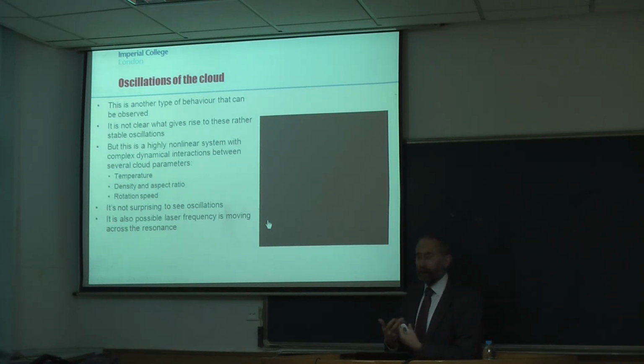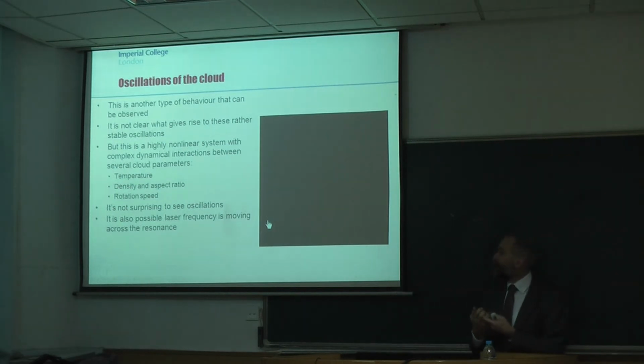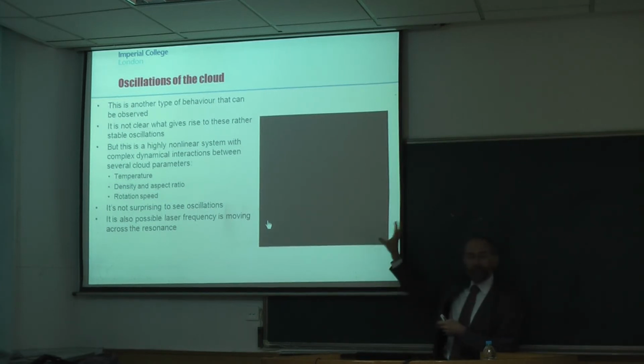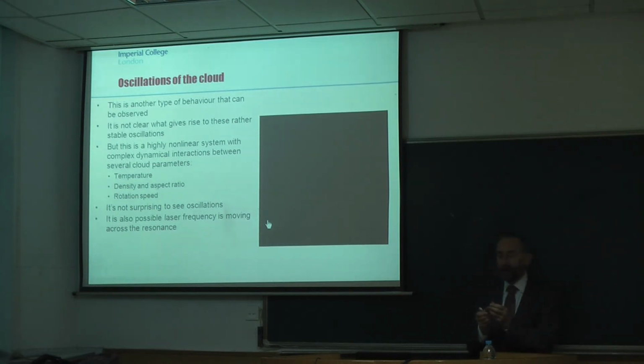But again, it's not very good, because it means that you haven't got stable conditions. So this is oscillating on its own. The laser and the trap are constant, but the cloud is oscillating. But it's a very complicated system, because the temperature changes and the density changes and the shape of the cloud changes and the rotation speed changes, and so all of these things can interact and you get this oscillation.